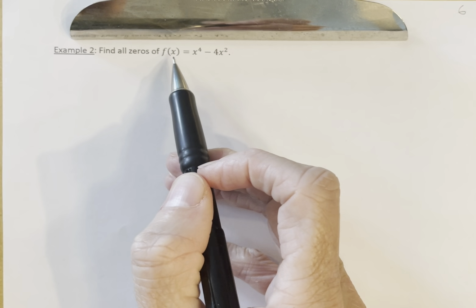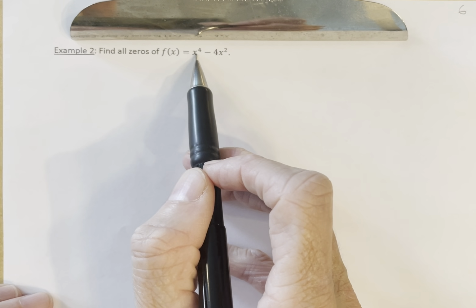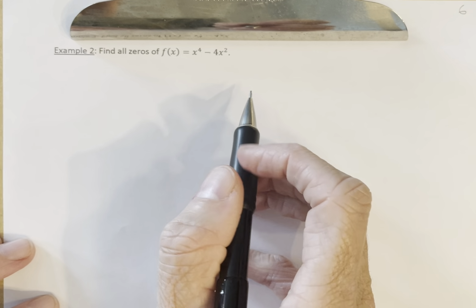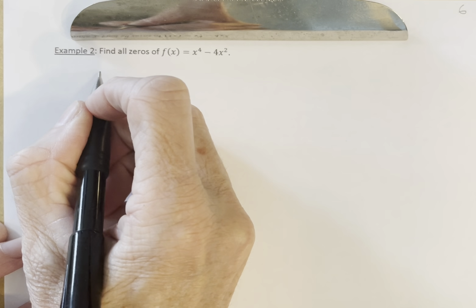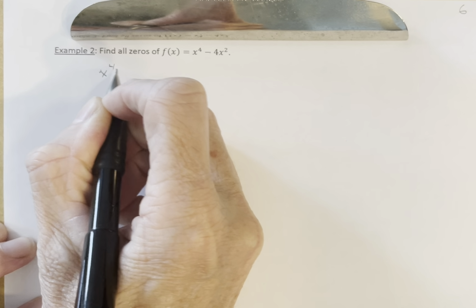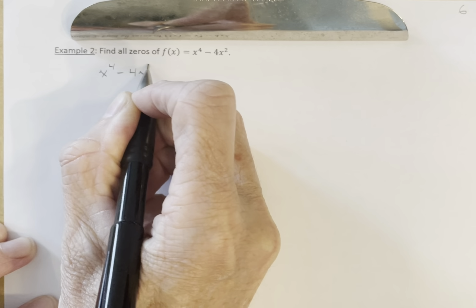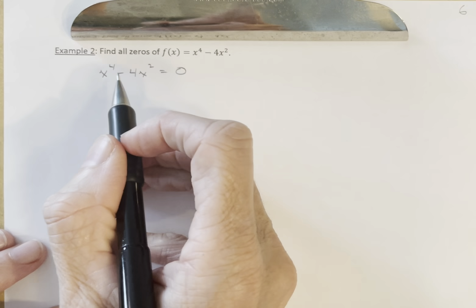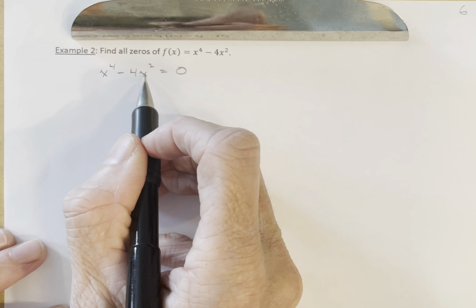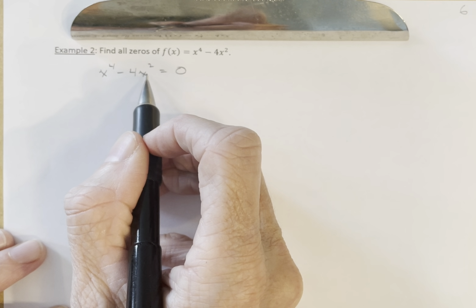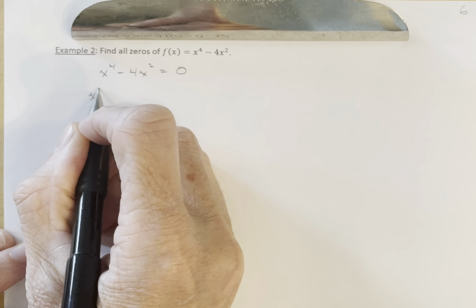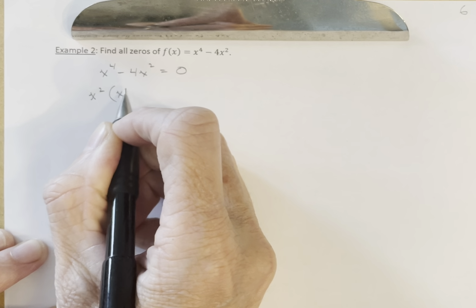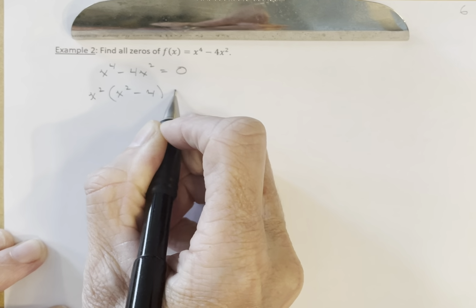Okay, find all zeros of f of x equals x to the 4th minus 4x squared. Well, it's in standard form, so we're good there. So we want to know, we have x to the 4th minus 4x squared. When does that equal 0? That's our question. Well, first I notice there's a common factor. The common factor is x squared. So I'll factor out an x squared, and I have x squared minus 4 equals 0.